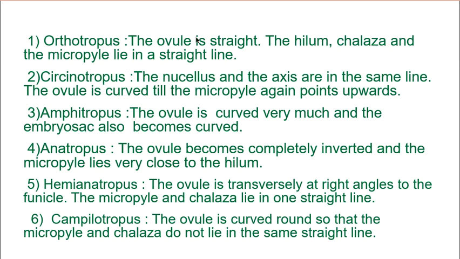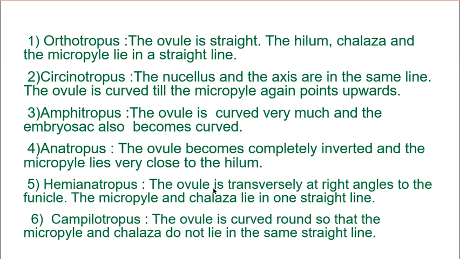Now, the orthotropous ovule: the ovule is straight. The hilum, chalaza and micropyle lie in a straight line. Sarcinotropous: the nucellus and the axis are in the same line, and the ovule is curved until the micropyle again points upwards. Amphitropous: the ovule is curved very much and the embryo sac also becomes curved. Anatropous: the ovule becomes completely inverted and the micropyle lies very close to the hilum. Clear?